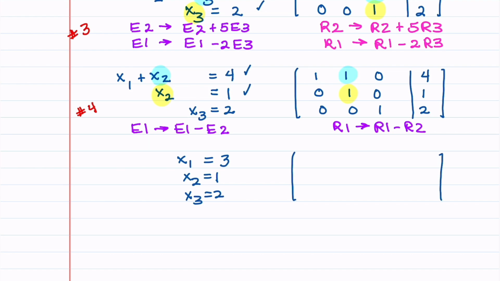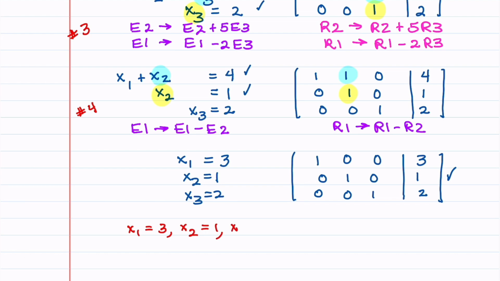For our augmented matrix, we have 0, 0, 1, 2, 0, 1, 0, 1, and then we're multiplying the second row by negative 1, adding it to the first row, and we get 1, 0, 0, 3. Our solution can then be written as x1 is equal to 3, x2 is equal to 1, and x3 is equal to 2. Notice we're writing the x's in ascending order. Or we could just write our solution as a point, 3, 1, 2.